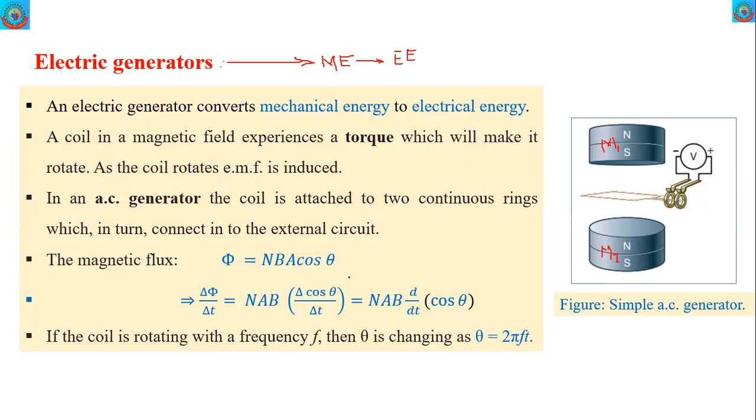In an AC generator, the coil is attached to two continuous rings. There are two continuous rings, ring 1 and ring 2, here. So this is the coil, and there are rings here. Okay. So internal contact into external circuit. These are the external circuits. Okay, there is voltage here. Okay, this is a circuit symbol, so it is connected with these external circuits.